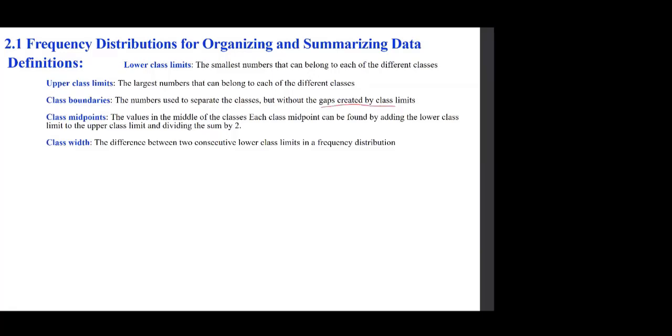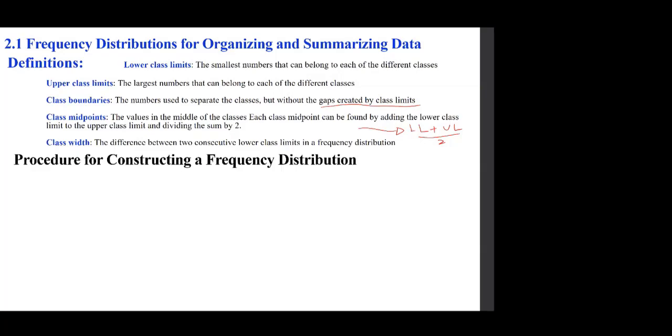Again, all of them may be difficult to follow without an example. We will shortly look at one and make some sense out of it. Class midpoints are the values in the middle of the class, and it's very simple. Just add up the lower limit and upper limit and divide by 2. Lower limit and upper limit divided by 2. Class width is the difference between two consecutive lower class limits in a frequency distribution.